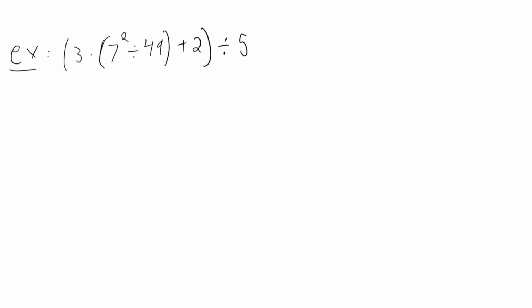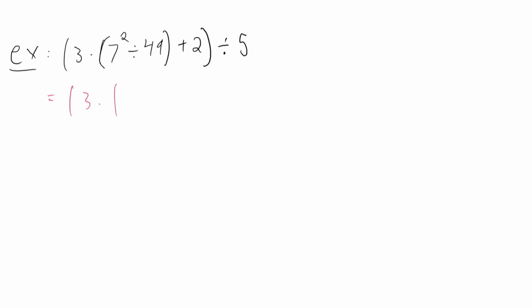So let's look at one more example where we actually have some divisions involved. Okay, so now our example is all with numbers, no variables this time. I have 3 times the quantity (7 squared divided by 49 plus 2), and then all of that divided by 5. So where do I begin with this mess? Well, I start by trying to do everything that's in parentheses. So I look at my innermost set of parentheses.